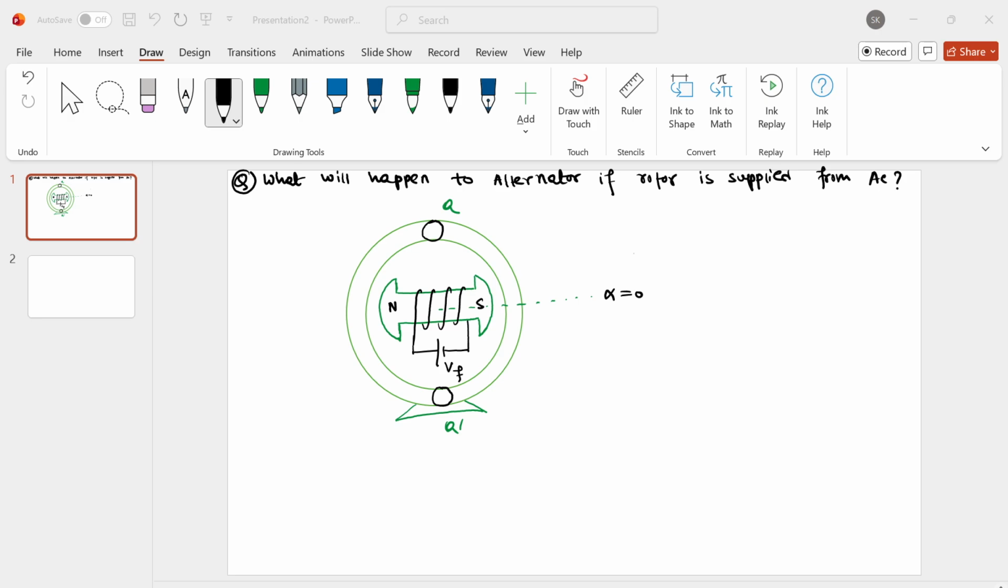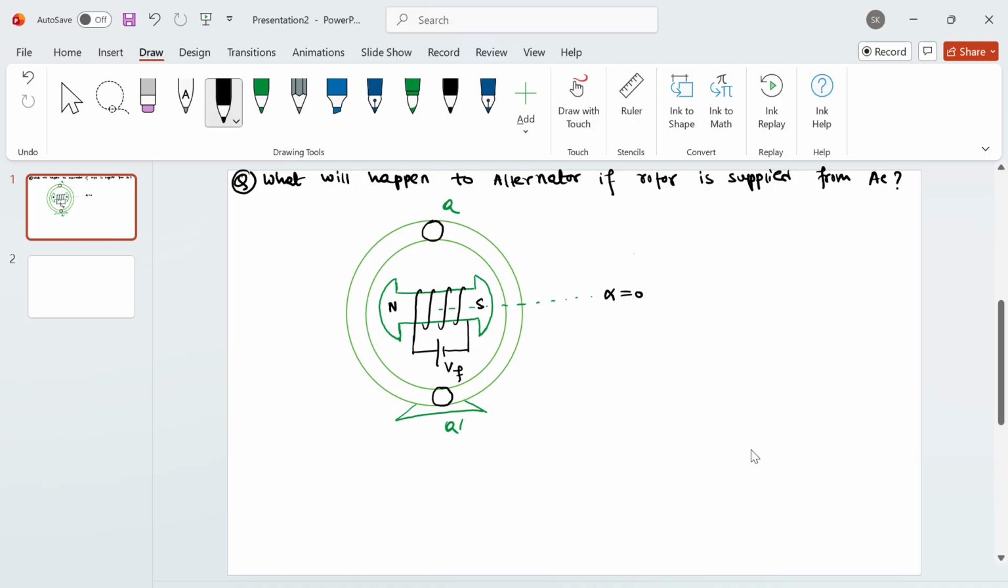Hello everyone. In this video, we are going to see what will happen to the alternator if the rotor is supplied from an AC source. Basically, in the alternator's working principle, the rotor is supplied from a DC source, and because of the DC source, you will have a fixed north pole or south pole in the rotor.